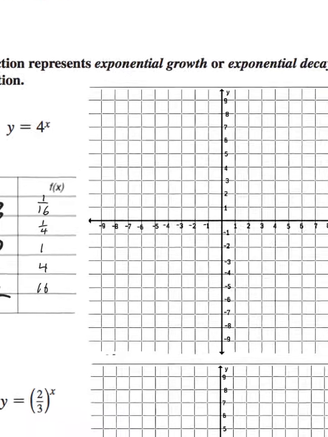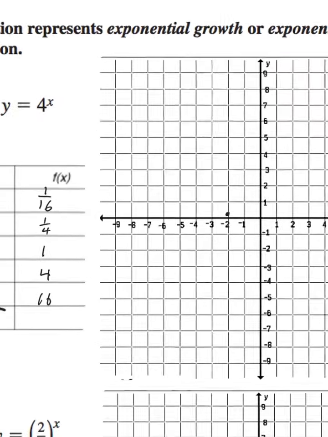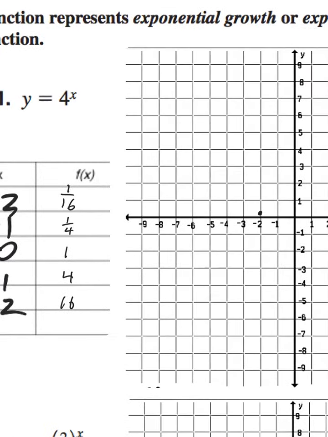Now this doesn't look like it's going to fit very well on our graph, but let's get a sense for this. -2, 1/16 is going to be very, very close to the y-axis. -1, 1/4, it's coming up a little bit, then all the way here, 1, 4, and then it just shoots off into space way up here somewhere. All right, so this is a very, very steep graph. That's because the base is a pretty big number, 4.